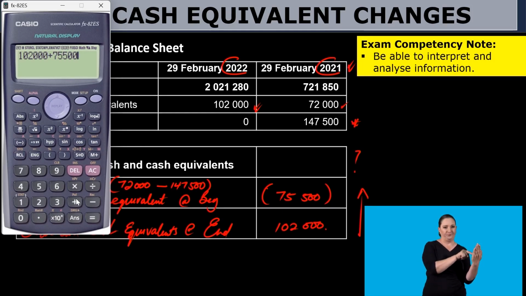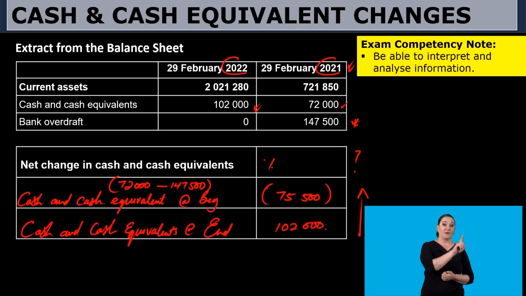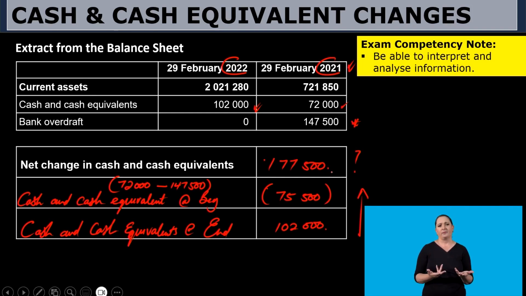75,500 plus 75.5. I do the opposite of the sign, and then I get 177.5. And that's a positive 177.5. So I'll come here, then I get my 177.5. And that's a positive. I should be able to prove this.